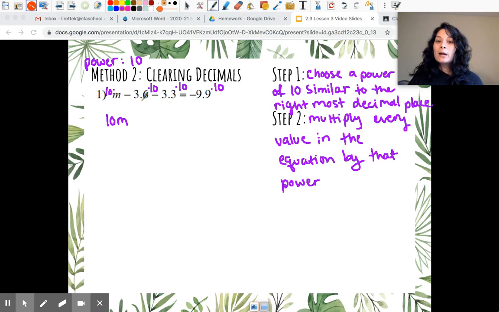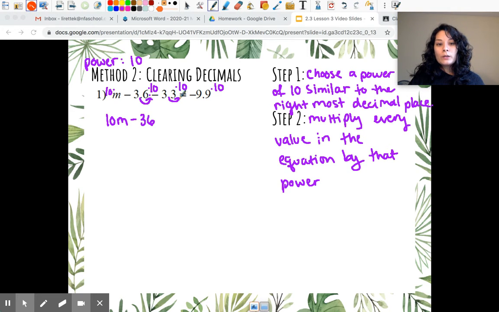To determine how many times you need to move it, look at how many zeros you have in your power. I only have 1 zero, so I move my decimal point 1 time to the right. This 3.6 is going to turn into a 36 point. As I mentioned in the previous slide, if a number ends in a decimal point, it's really just an integer. So this 36 point becomes a 36.